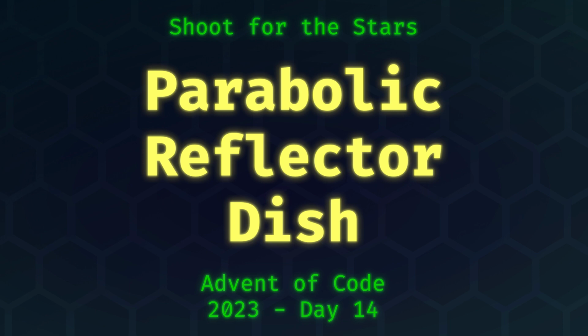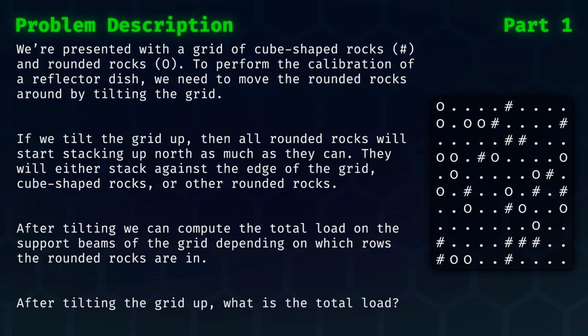Let's dive in. We're presented with a grid of cube-shaped rocks and rounded rocks. They are presented to us as hashes and uppercase letter O, respectively. To perform the calibration of a reflector dish, we need to move the rounded rocks around by tilting the grid. If we tilt the grid up, then all rounded rocks will start stacking up north as much as they can. They will either stack against the edge of the grid, against cube-shaped rocks, or against other rounded rocks.